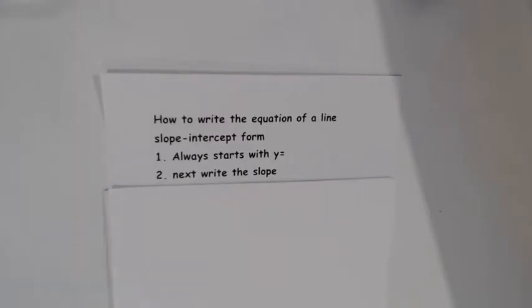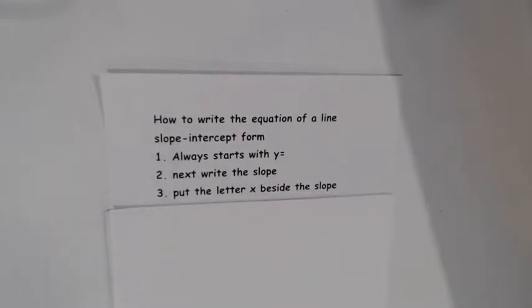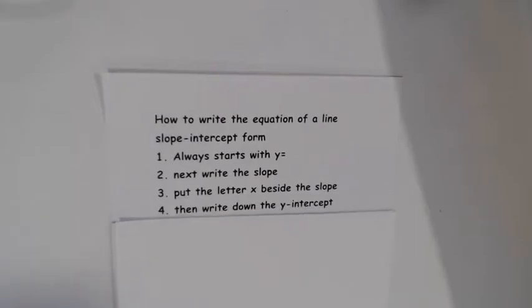Right after the equal sign, you're going to write down whatever the slope is. If you can look at the graph and figure out the slope, then that's where you put the slope. If you're using a formula to figure out the slope, that's where you put the slope. And then right beside the slope, you have to put the letter x. So far it has to be y is equal to whatever the slope is, then you put an x right beside the slope. And on the end, you have to put the y-intercept. If it's a -3, you put -3. If it's a 4, you put +4.